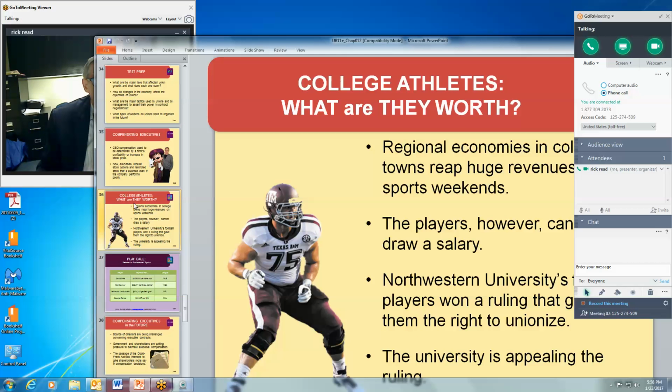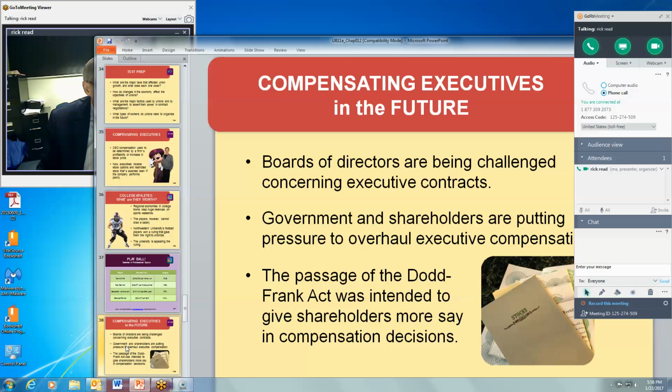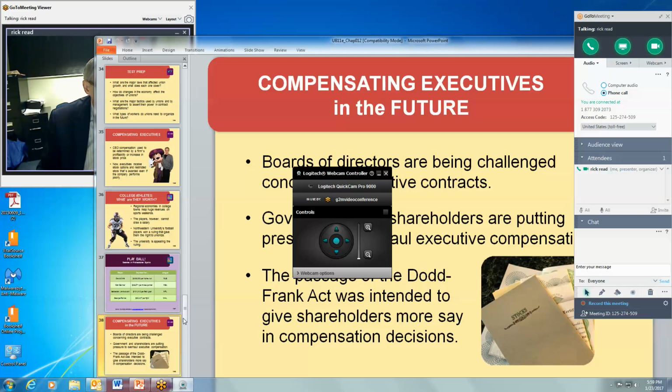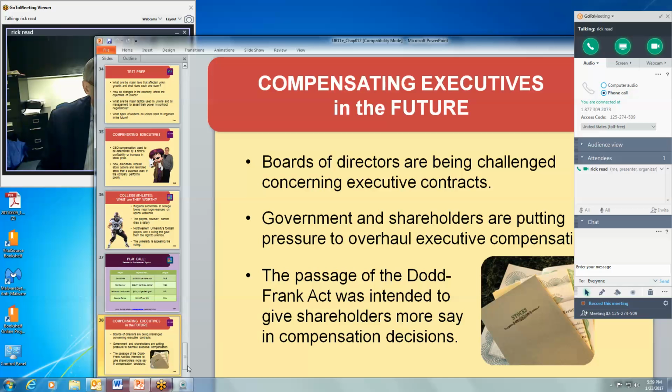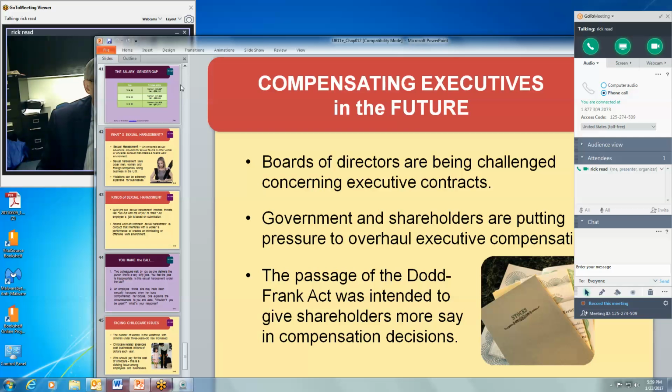This is another issue. Should college athletes be allowed to join unions? Somebody said yes, and that went to the labor relations board. It said no, but it's something we're going to see come back again and again.